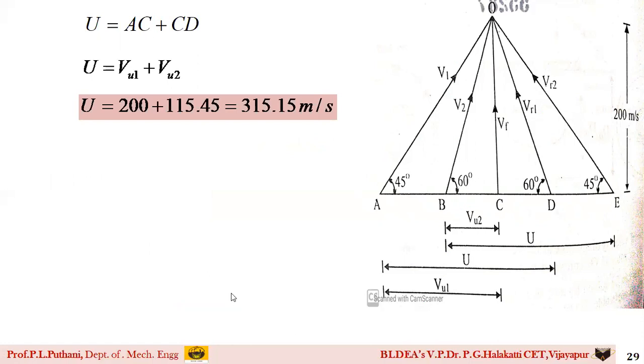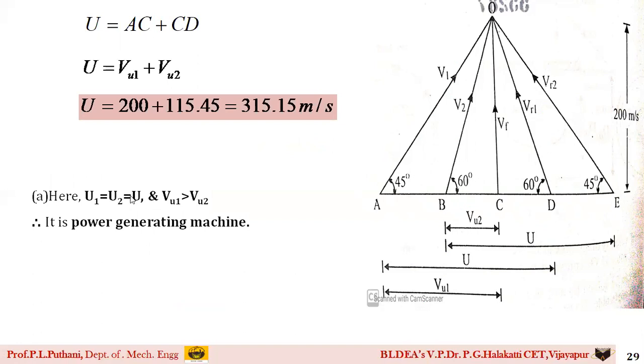Once you have this, you can go for finding the product of U VU1 and U VU2, and you can judge whether it is a power absorbing machine or a power generating machine. As I said, in this case U is common for both inlet and outlet velocity triangles as it's an axial flow turbine. You need to just verify the values of VU1 and VU2. VU1 value is 200 meters per second, and the value of VU2 is 115 meters per second, which means VU1 is greater than VU2, and therefore it is a power generating machine.